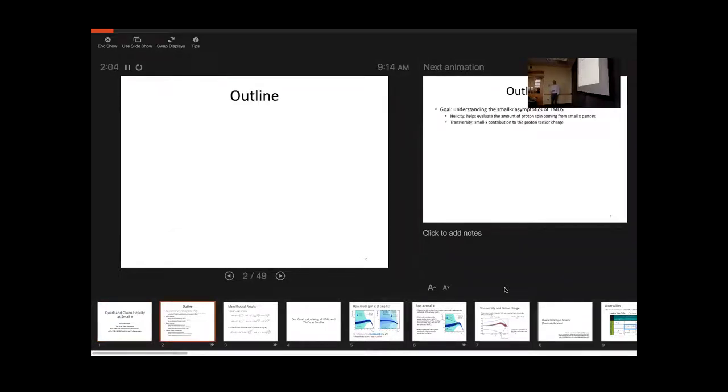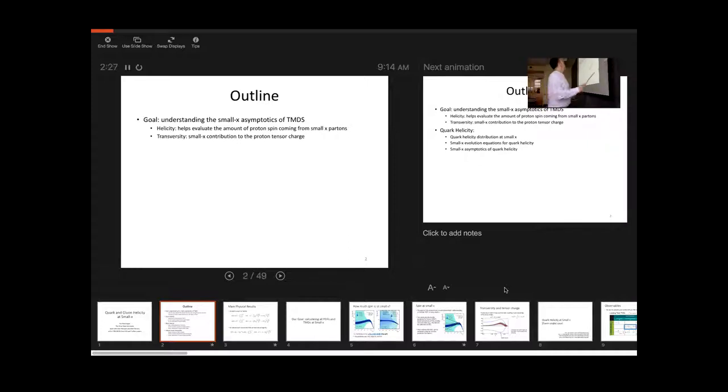All right, so the outline of the talk is kind of mundane, so I'll describe briefly the goal. I can go in a little more detail if need be, but really the goal is to understand small x asymptotics of various transverse momentum dependent distributions. So just understand small x asymptotics of TMDs. And I'll specifically talk most of the time about helicity. That's what the conveners wanted me to talk about. And if I have the time, I'll also mention transversity.